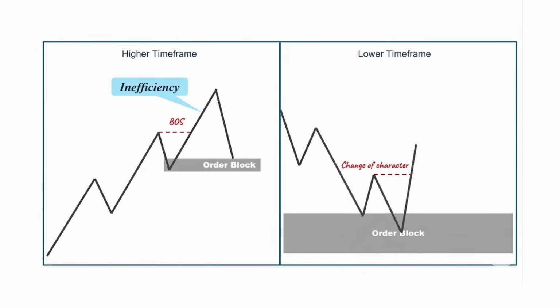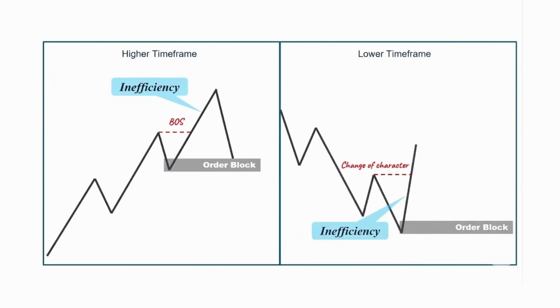The change of character formation indicates that the short-term downtrend is over and the market can potentially start to move to the upside. In this case, 2 common scenarios happen in the market, which is how we enter the trades. In the first scenario, change of character is accompanied by inefficiency and creates another order block. So, we place our buy limit a spread size above the order block and place our stop below the swing low.